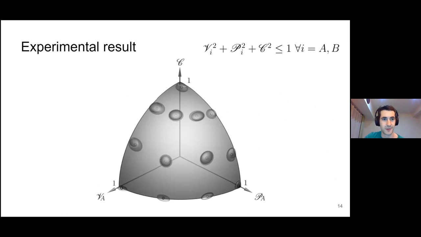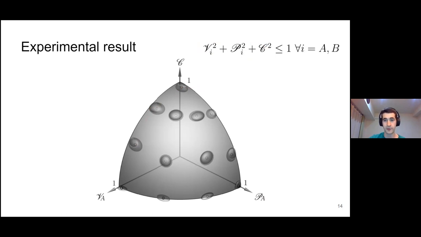Then we can see our main result. This is a space spanned by three axes for qubit A: visibility, predictability, and concurrence. You can see that we chose 13 states which reach more or less extremal values in each of the quantities. By measuring many times for each state, we observe that the average point is just a little below the sphere. We observe the inequality that is predicted for a state which is not pure, but a little mixed, because it is impossible to get a pure state on the real machine.